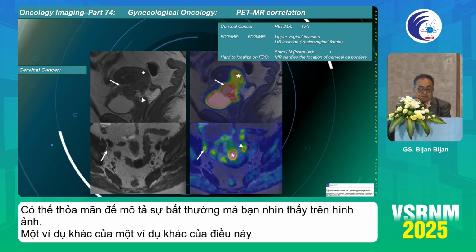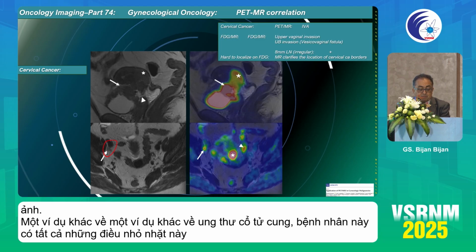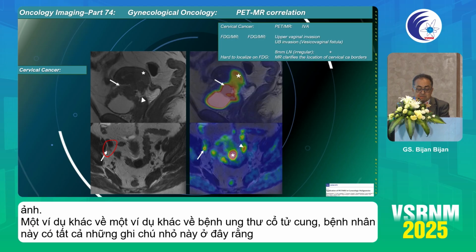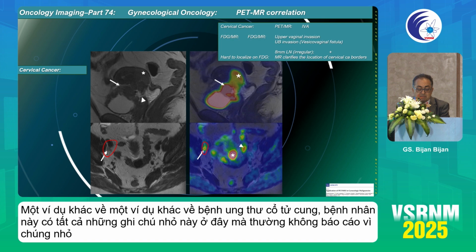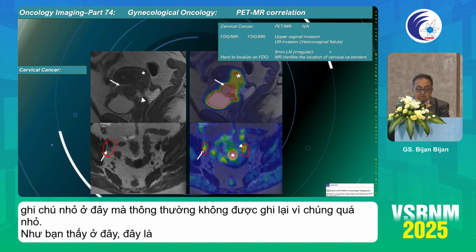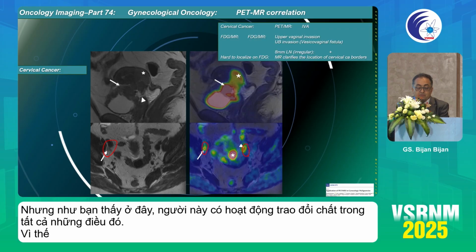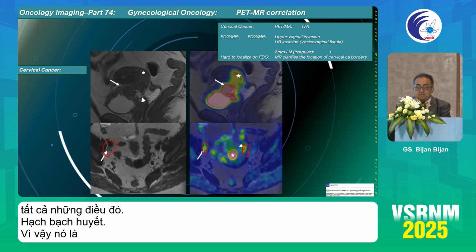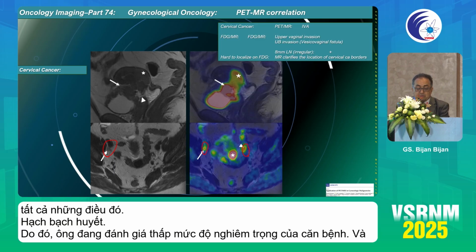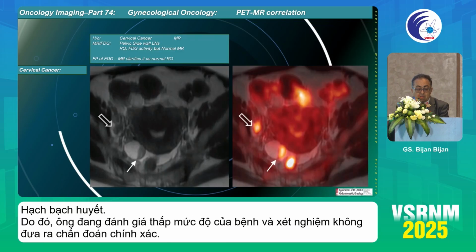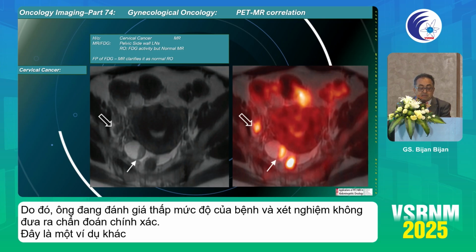Another example of cervical cancer. This patient has all these little lymph nodes here that usually we don't report because they're small. But as you see here, this patient has metabolic activity in all of those lymph nodes. Therefore, MR is underestimating the extent of the disease, and PET is making the correct diagnosis. This is just another example of that.